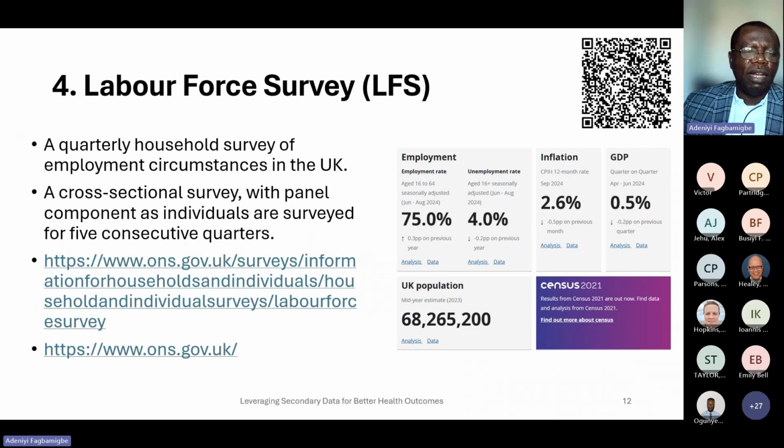Another survey which has been used over the years is the Labour Force Survey in the UK. It's a quarterly household survey of employment circumstances in the UK, a cross-sectional survey with panel components, because individuals are surveyed consecutively for at least 5 years. And when you get to their dashboard, this is what you see, promoted by the Office for National Statistics, telling us about the employment rate among the active, the 60 to 64, or the inflation, the GDP in the country, and of course our current population.